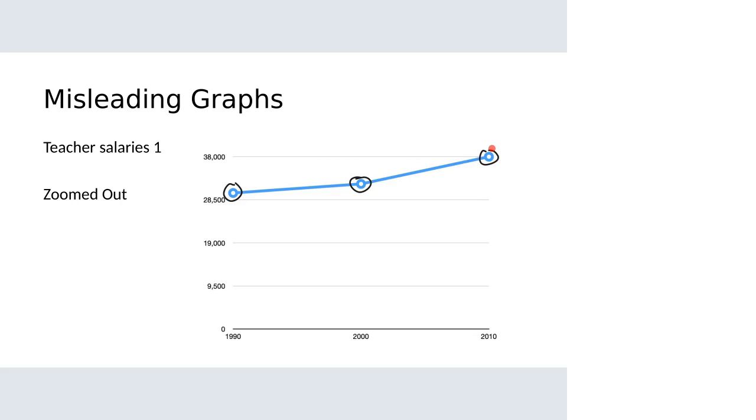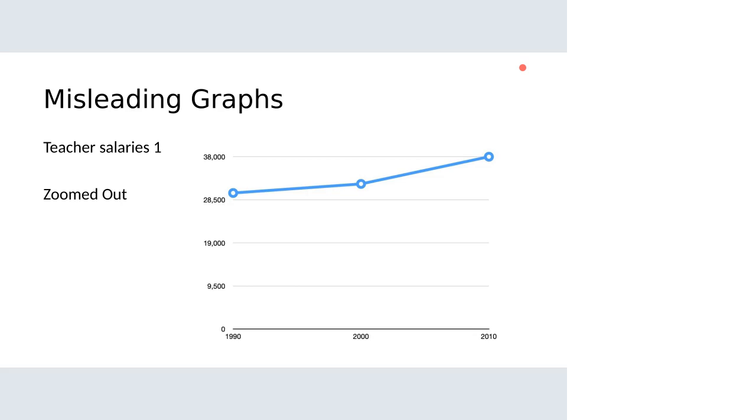And as you look at this graph, you might think, wow, salaries have been flat for a long time. If you were a teacher in this district and you presented this graph, people would look at it and go, boy, salaries have barely even gone up at all over the last 20 years. These folks need a raise.